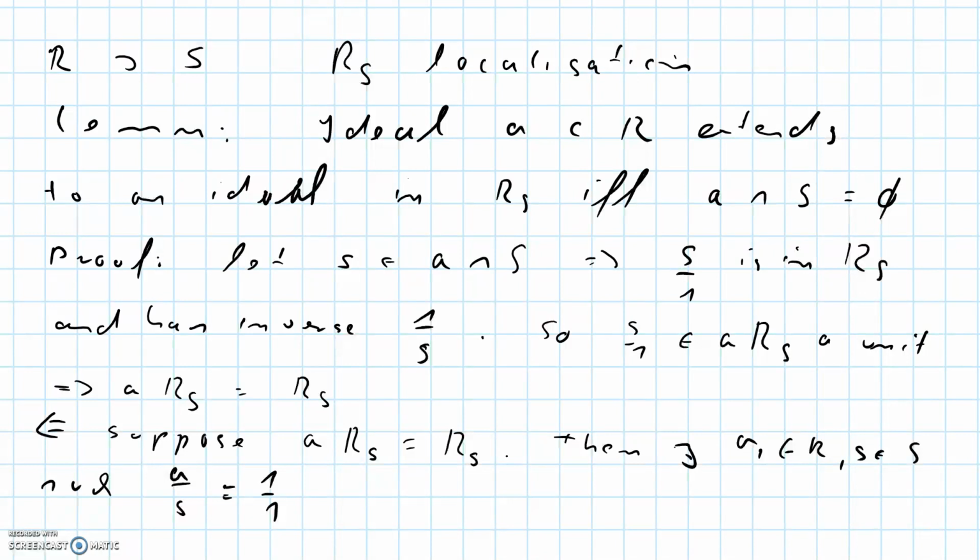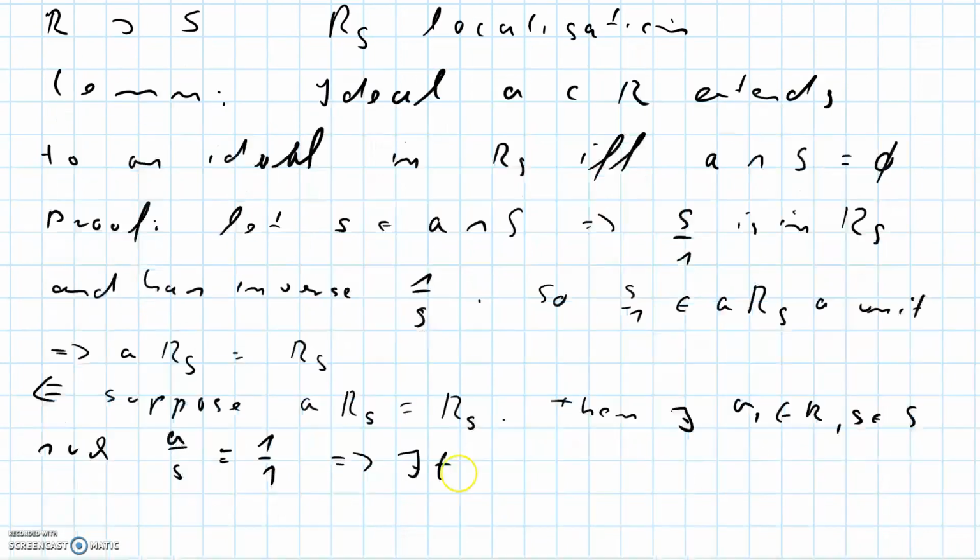And this means that there is a t in S such that (a minus s) times t is equal to 0. This is just going back to the definition of the localization. You remember this expression for the equivalence. So we have this, and we can of course write this in the following form: at is equal to st.